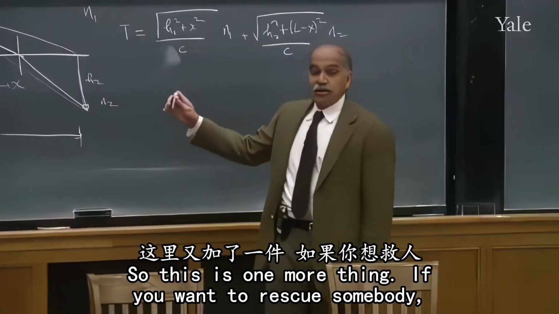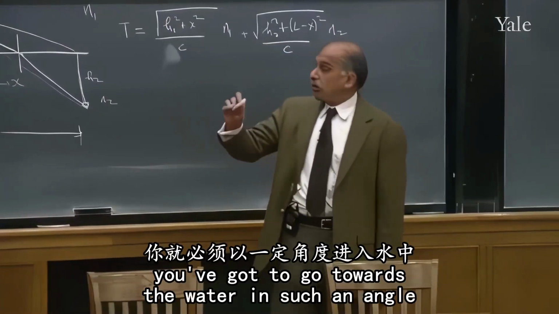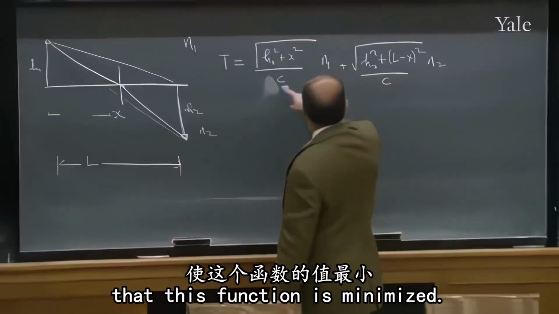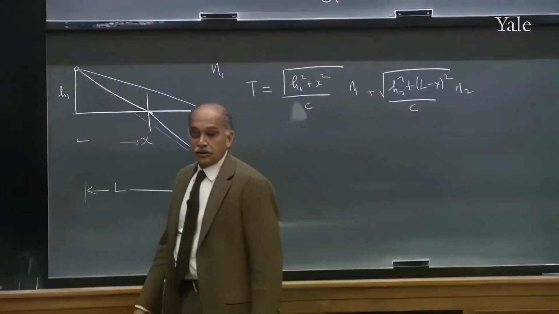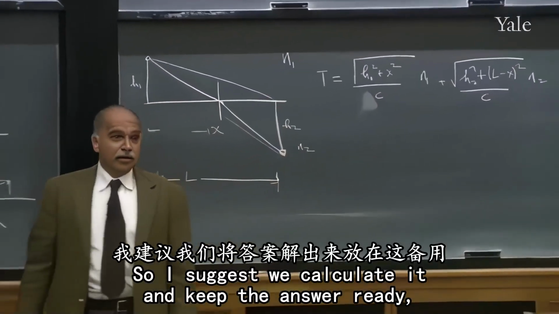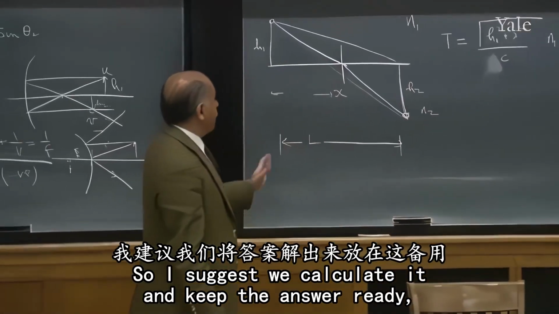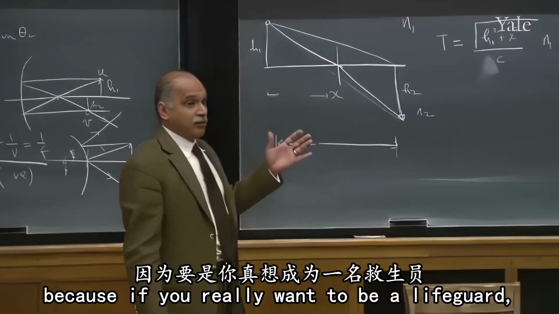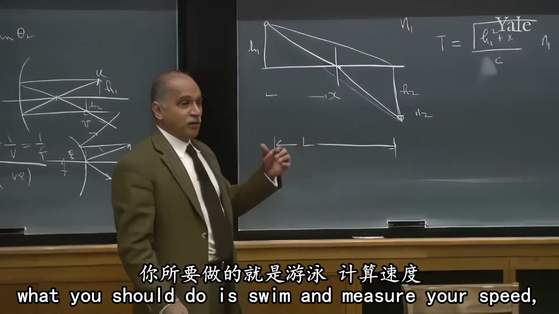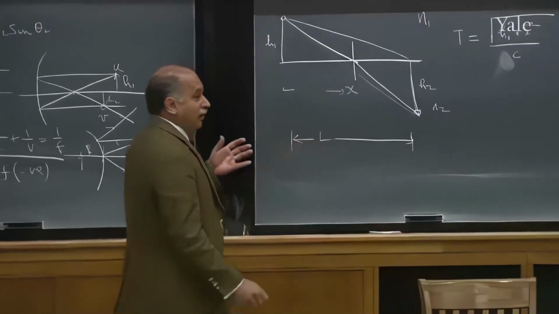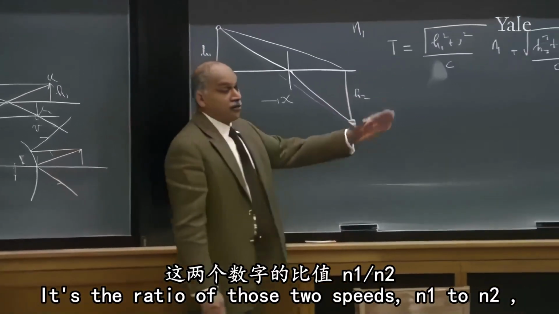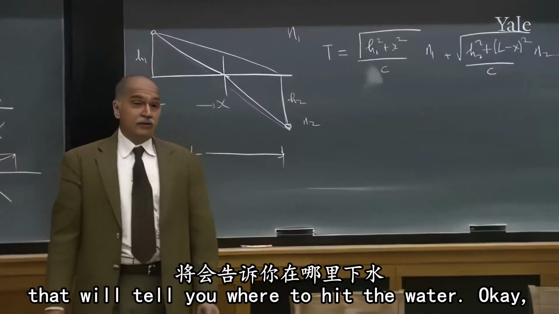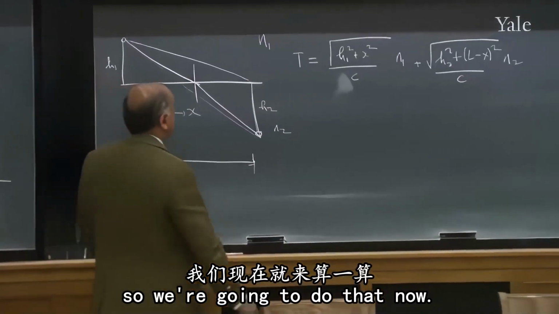If you want to rescue somebody, you've got to go towards the water at such an angle that this function is minimized. So I suggest we calculate it and keep the answer ready. Because if you really want to be a lifeguard, what you should do is swim and measure your speed, run and measure your speed. It's the ratio of those two speeds, n1 is to n2, that will tell you where to hit the water. Okay, so we're going to do that now.